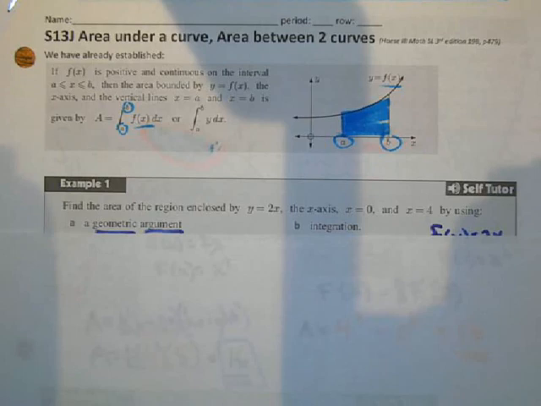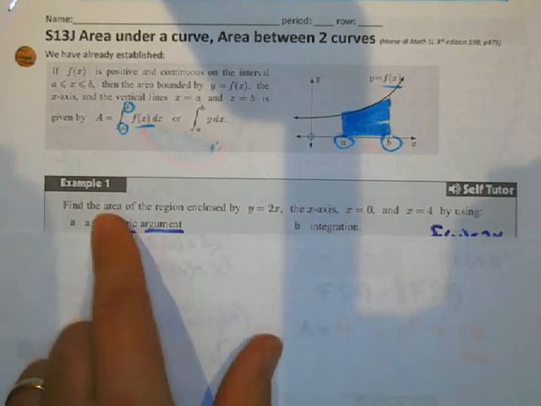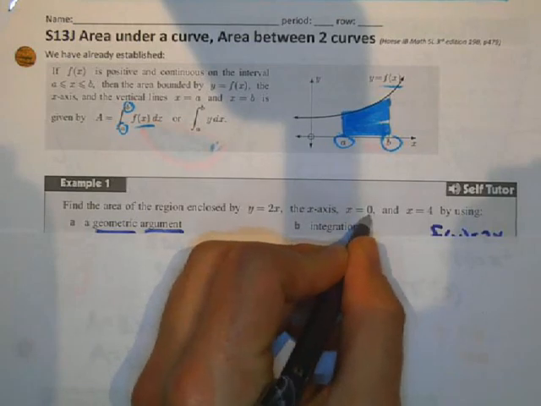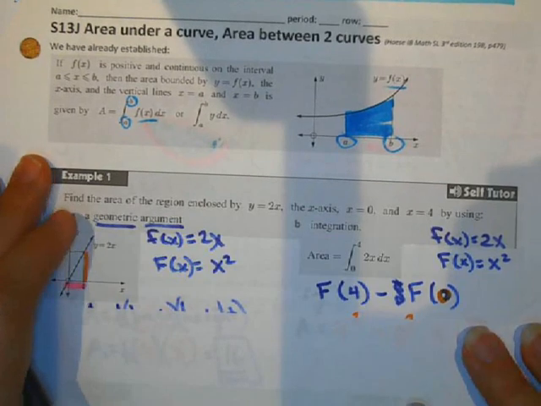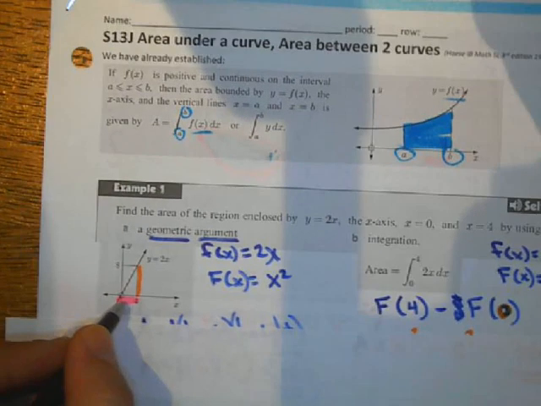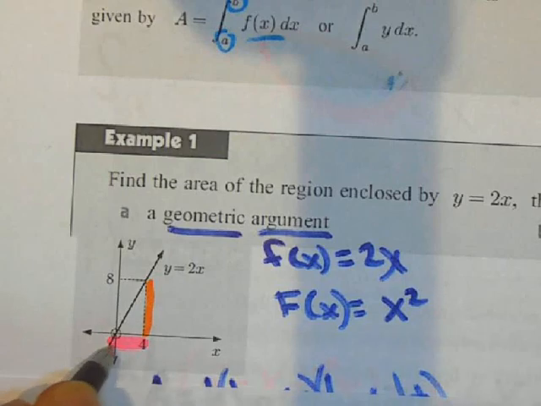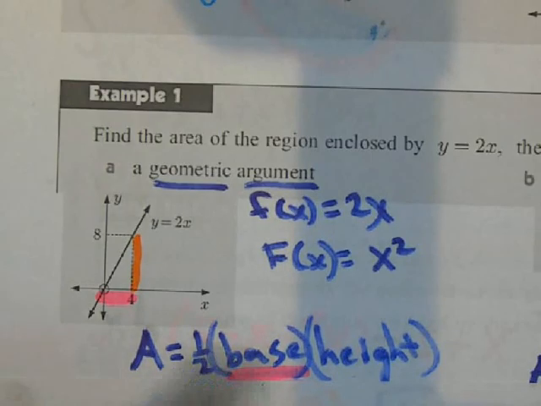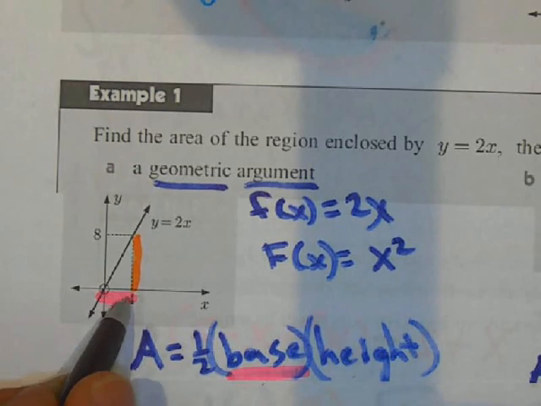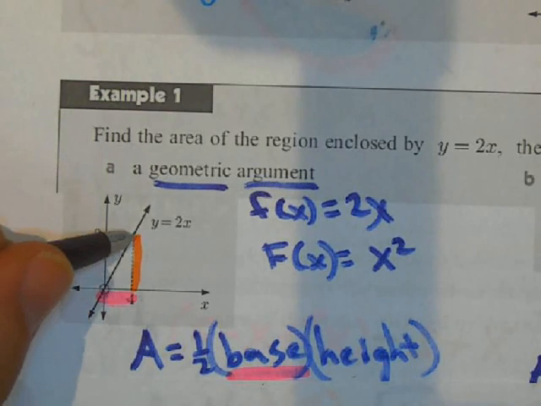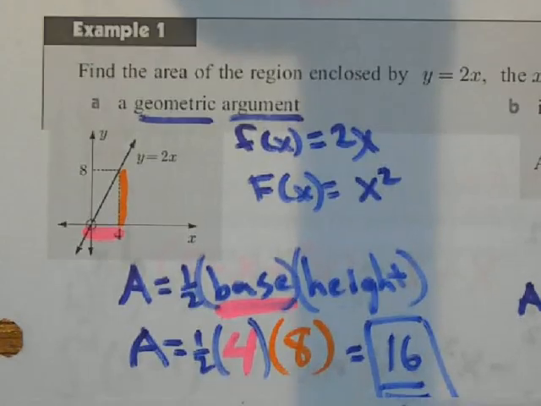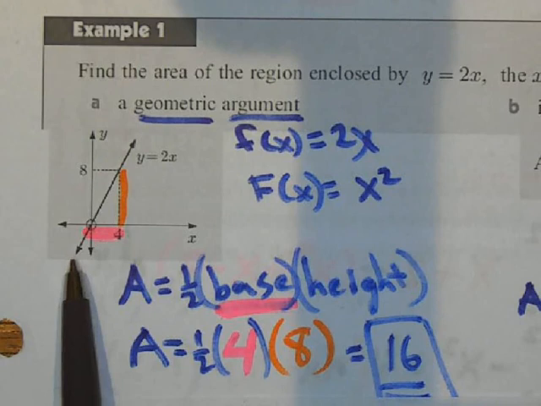Just as a warm-up, we've got our function y equals 2x, and we're integrating between 0 and 4. If we're going to use geometry, the area of a triangle is 1/2 base times height. My base is 4, because from 0 to 4, that's 4. And the height here looks like it's 8. So the area is 1/2 times 4 times 8, and we get an area of 16 using geometry.